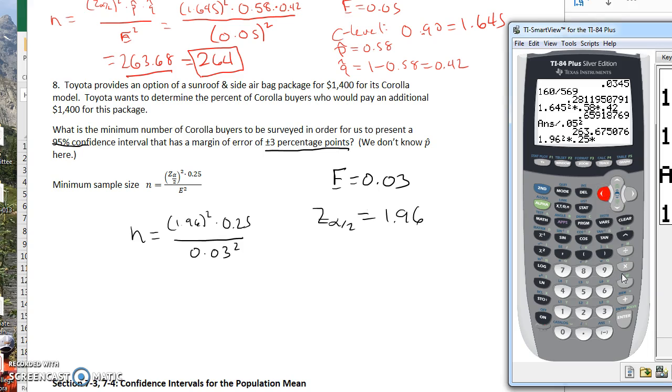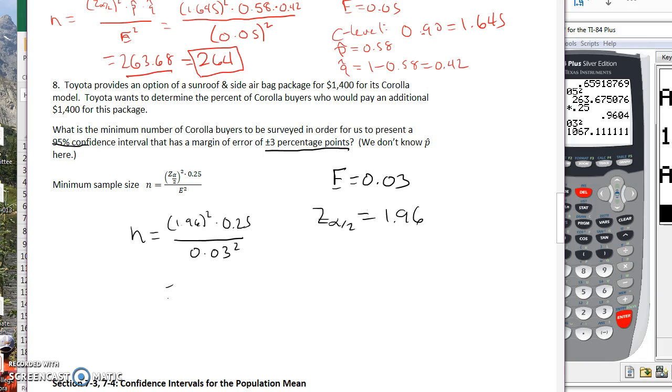and we're going to hit enter because I like to work out the top first. You don't have to in this case, but it's a good habit to get into just in case. Divide that by 0.03 squared and we get 1067.11. Now, again, no matter what, you need to round up. I can't go talk to 0.11 Corolla buyers, can I? But I can round that up, and I can talk to 1,068. You can always go above this value, but this is the minimum value.